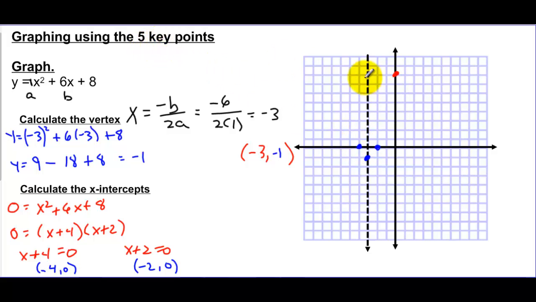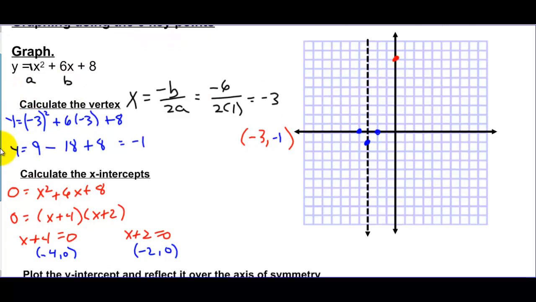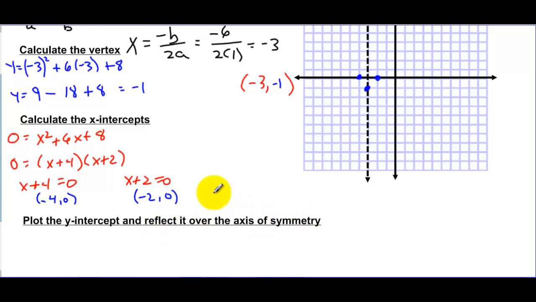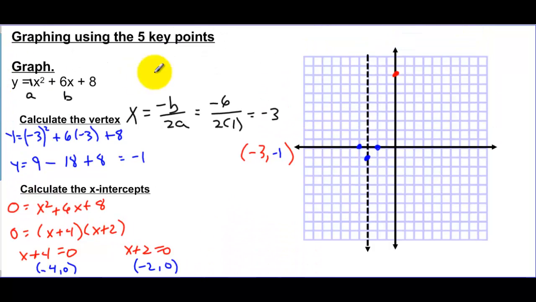I need 5. The 5th one is that one that we haven't talked about, which is the reflection over the axis of symmetry, the point symmetric to the y-intercept. So if I count and I say this point here, the y-intercept, is 1, 2, 3 units until I hit the axis, that means that there's another point 3 units on the other side, which is going to be right here.